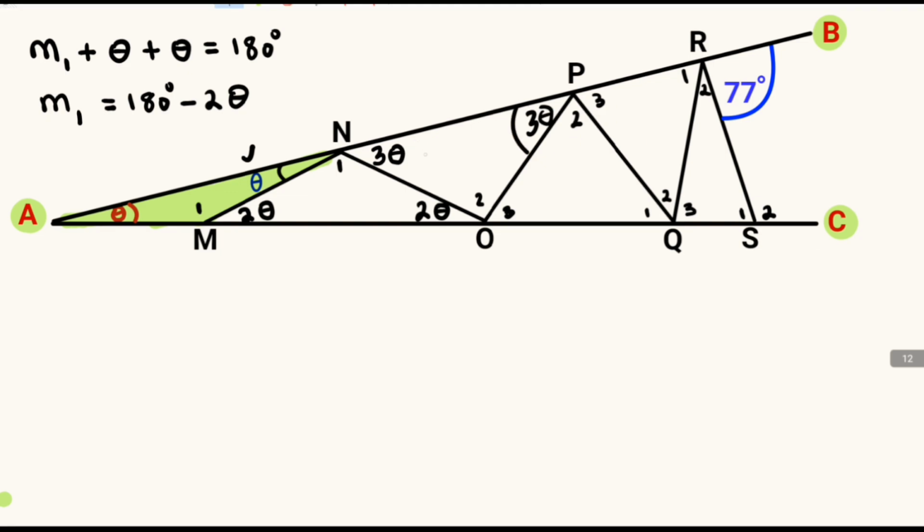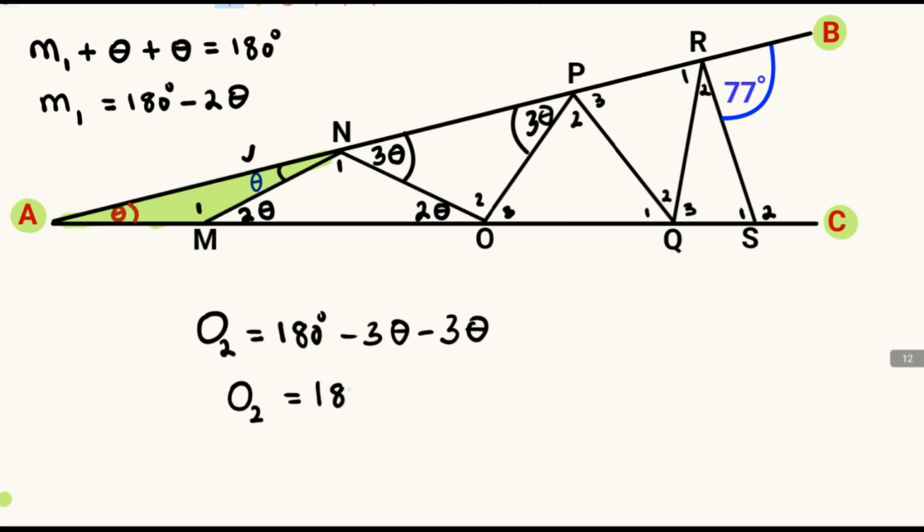Now we have to determine the angle O2. We use the fact that all the angles inside the triangle add up to 180 degrees. So our O2 will be equal to 180 degrees minus 3 theta minus 3 theta. So our O2 will be equal to 180 degrees minus 6 theta.